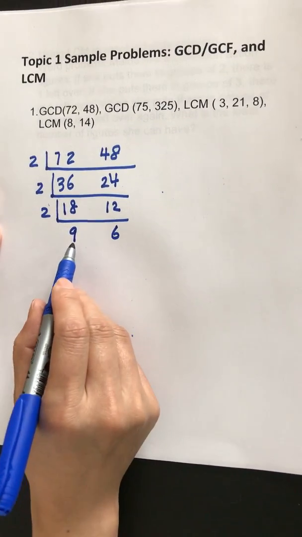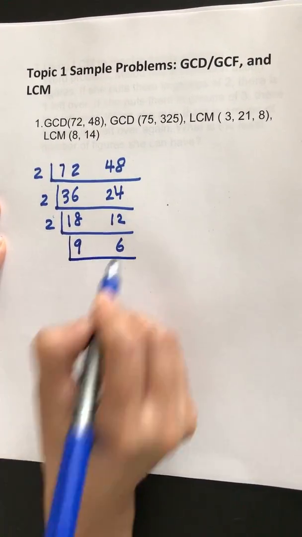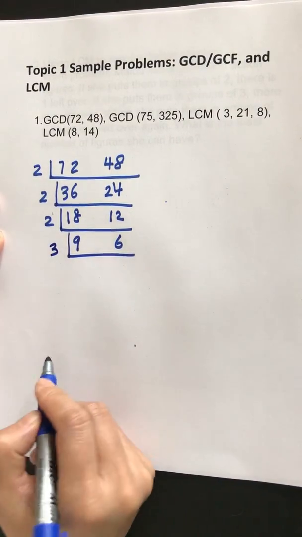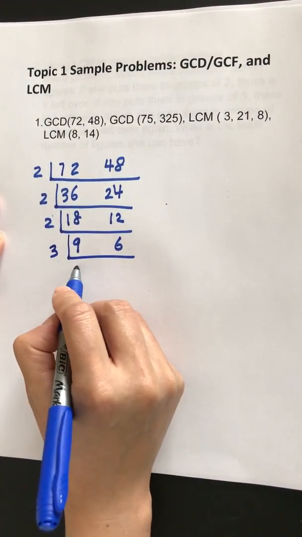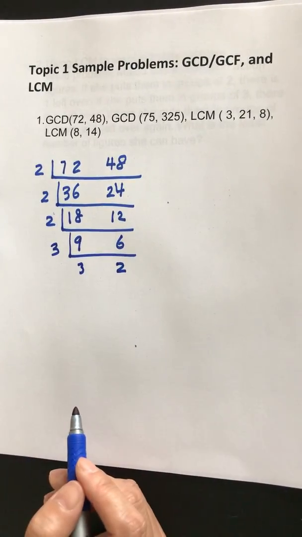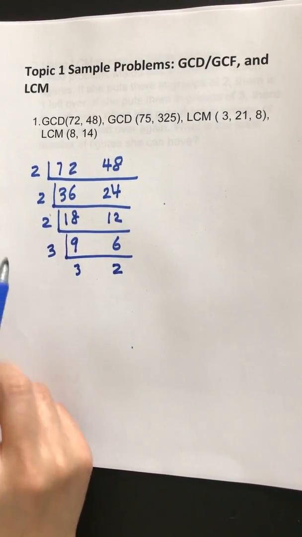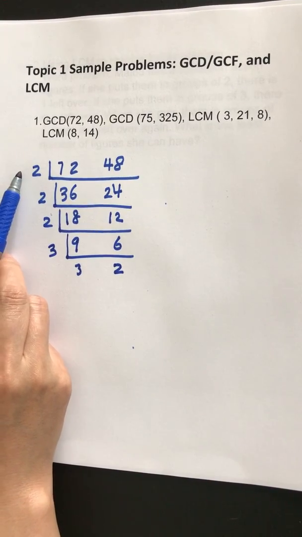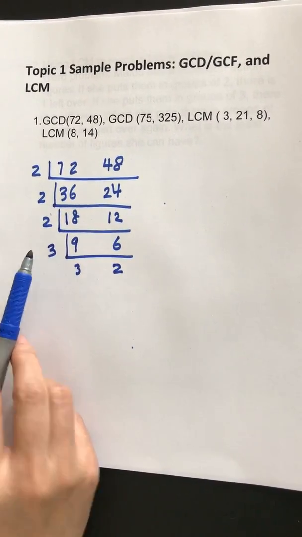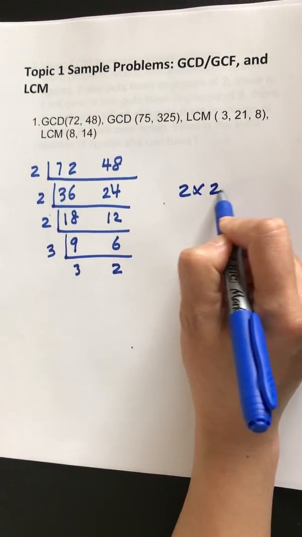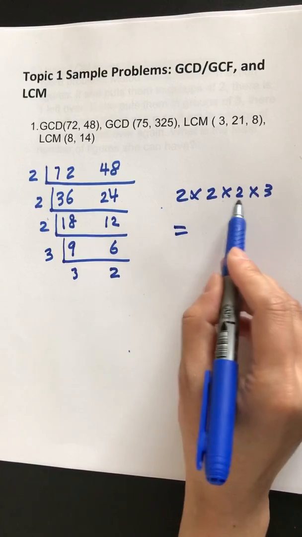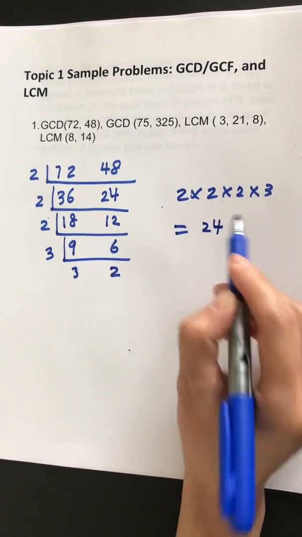Now we can see that 9 and 6 can both be divided by 3, so we have 3 on the outside. 9 becomes 3, 6 becomes 2. Now there is no common divisor anymore. So the greatest common divisor is the multiplication of 2 times 2 times 2 times 3. So 2, 2, 2, and 3 multiplied together give you 24.